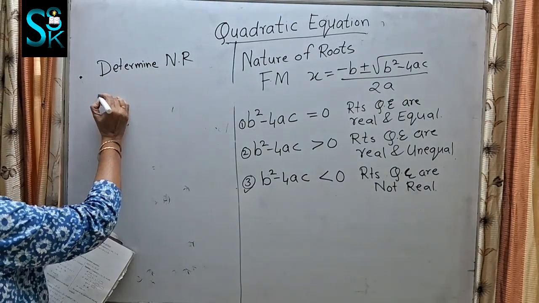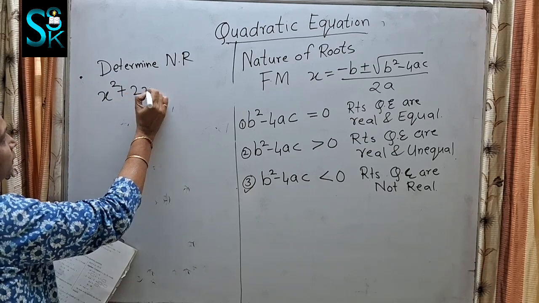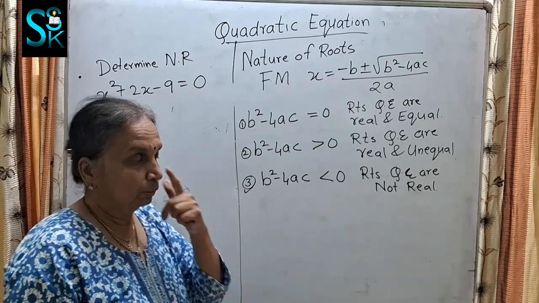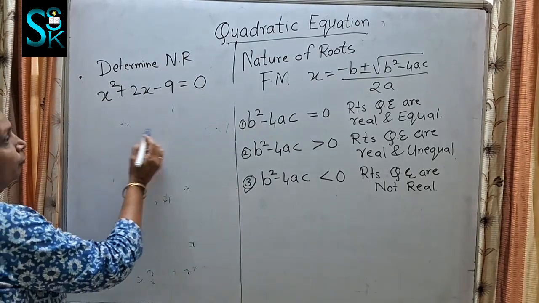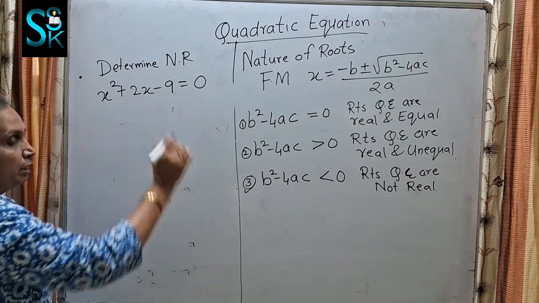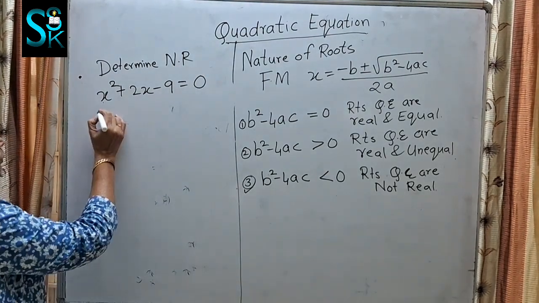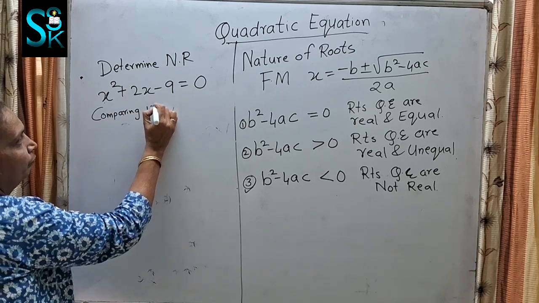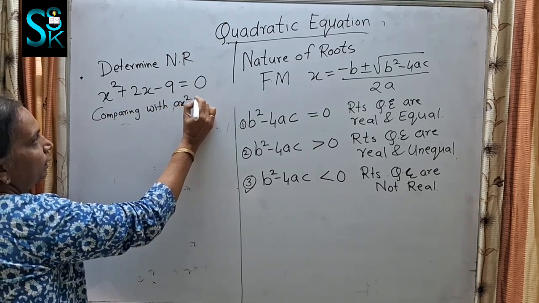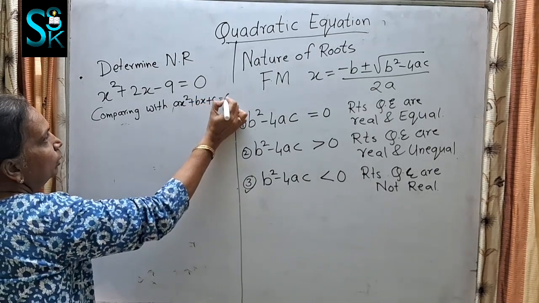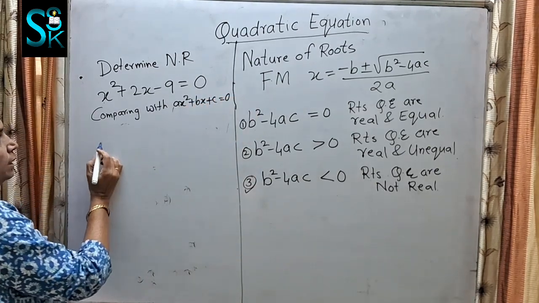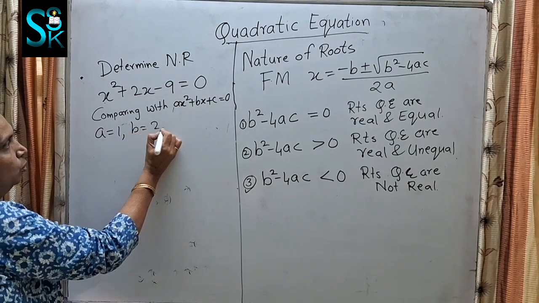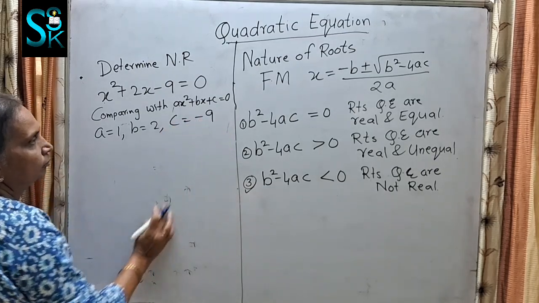One more example we are taking, that is x square plus 2x minus 9 is equal to 0. These sums can come even in activity also. Okay. So now what we are going to do again, see first it is whether in standard form. Yes, it is in standard form. So next step, comparing with ax square plus bx plus c is equal to 0. Yes, you are going to write a is nothing but 1, b is 2 and c is minus 9.